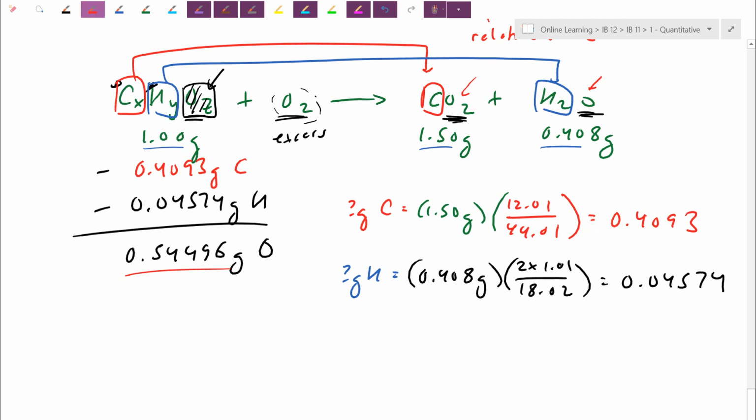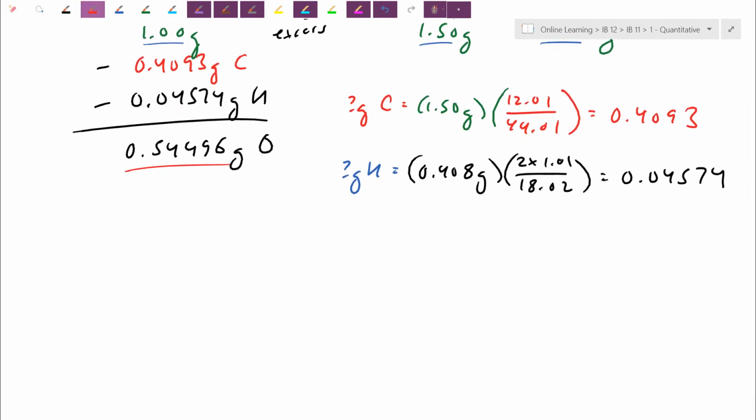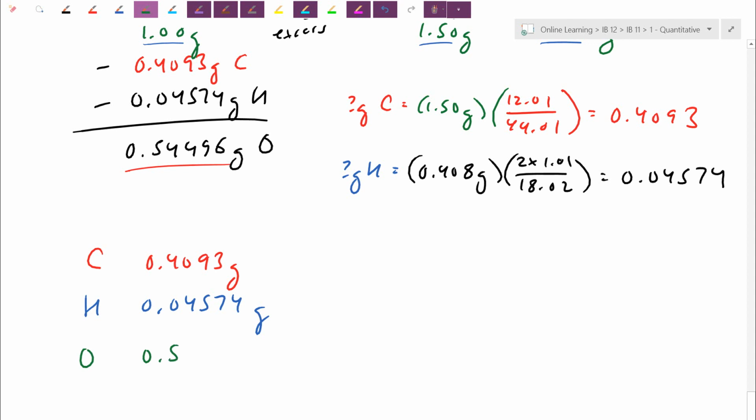We end up with a total of about 1.9 or so grams. But now we have the numbers. At long last, we have our starting point, and we can now set up our rows. Carbon is 0.4093 grams. Hydrogen is 0.04574 grams. The oxygen that we care about, that's in the vitamin C, is 0.54496.